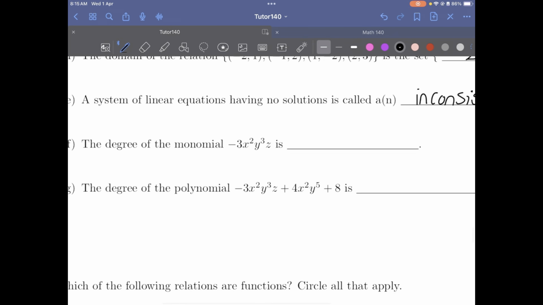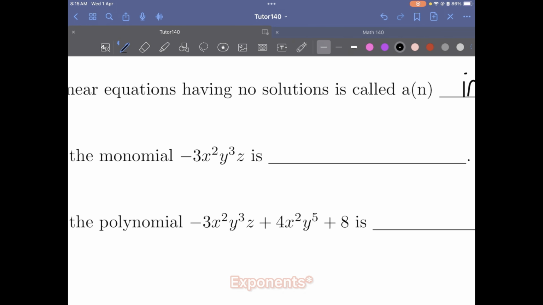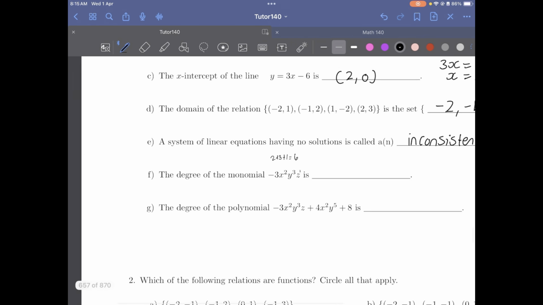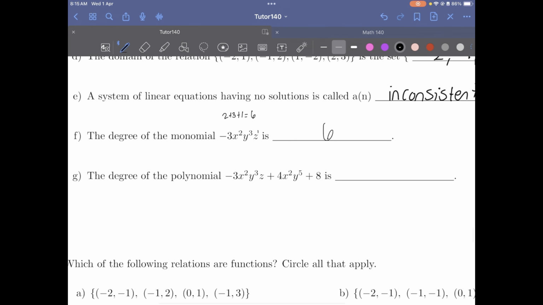The degree of the monomial: for the degree of a monomial, you add up all the degrees on the individual factors. So you have x squared, y cubed, and then z to the power 1. So you add those up: 2 plus 3 plus 1 is equal to 6. So the degree of the monomial is 6. The degree of the polynomial, you're looking for the highest degree of whichever term. So you have 5 here, so the degree of the polynomial is 5.